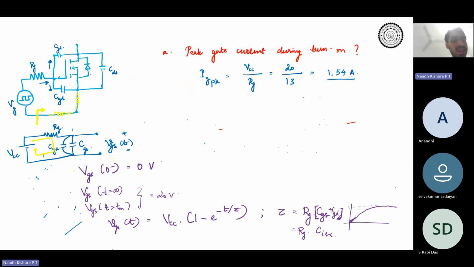So you understand that initially the capacitor is uncharged, right? Initially, as we wrote over here, VGS at 0 is 0. So initially the capacitor is uncharged.